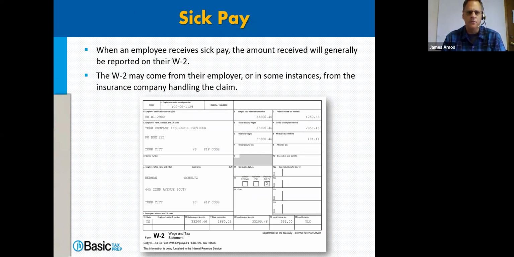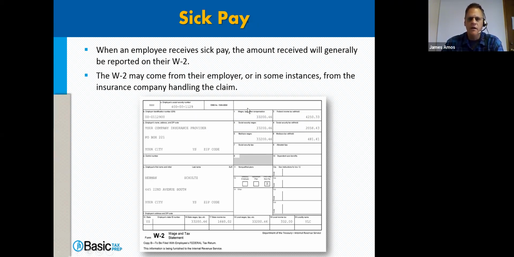So when an employee receives sick pay, it's almost always going to be reported on a W-2. That W-2 can come from one of two sources. It can come from the employer itself, or it can come from the insurance company that's handling the claim. It'll come from the employer when the employer is acting as their own insurance. In other words, they might say, hey, we're going to pay you 2 weeks worth of salary if you get sick. If that happens, it's the employer just reaching into their own pocket and paying that, okay? If it's coming from the insurance company, it's because the employer or someone paid premiums to an insurance company. Either way, it's going to look the same.